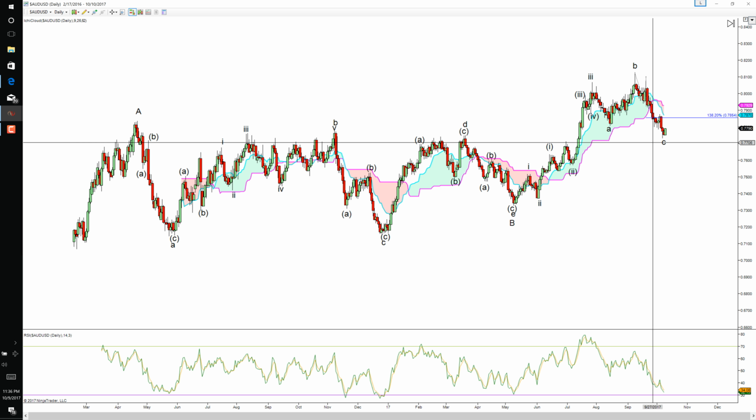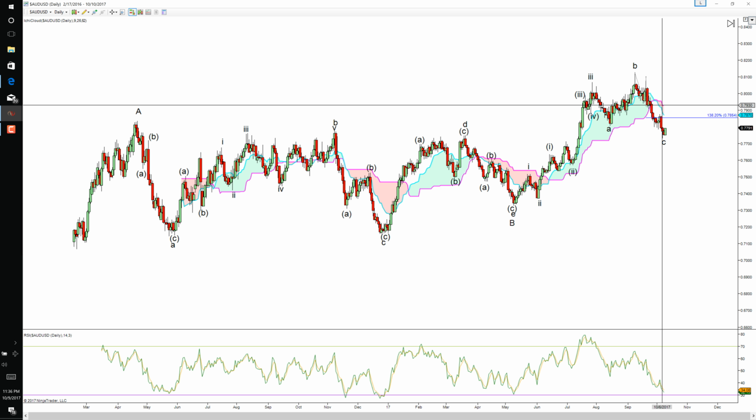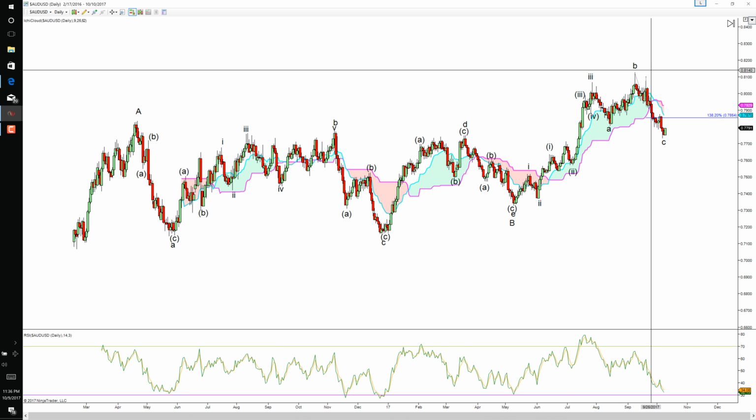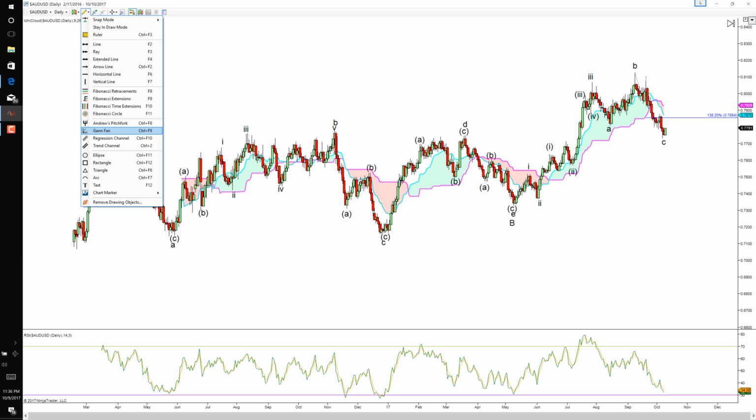And if this is the case, well, then price will need to eventually start to make its way up above the B for wave 5, or for wave 5 of C, basically, and then you'll see a move to the downside.